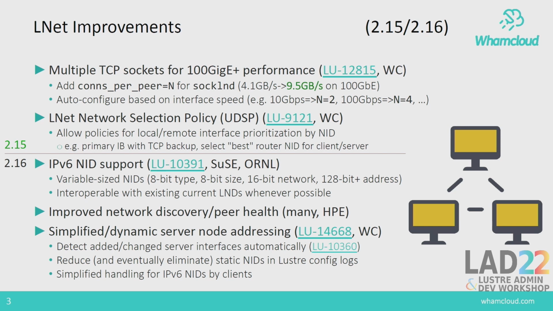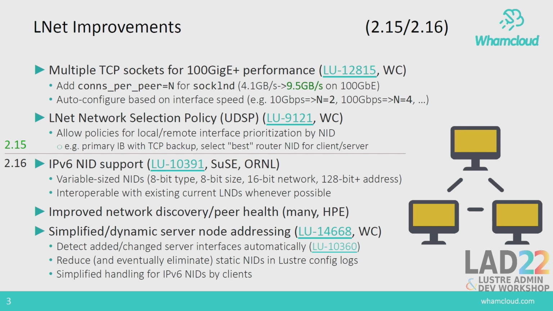Another feature, LNet selection policy, also called UDSP, allows you to specify rules. So if you have dissimilar networks that you want to use with bonding, but you want to prefer one network over the other for some reason. If you have, let's say, InfiniBand plus Ethernet going into one host, you can say, route all of the traffic over the InfiniBand if it's available. But if the InfiniBand fails, then fall back to Ethernet. Or, if you have routing, you can select one interface over another for connecting.